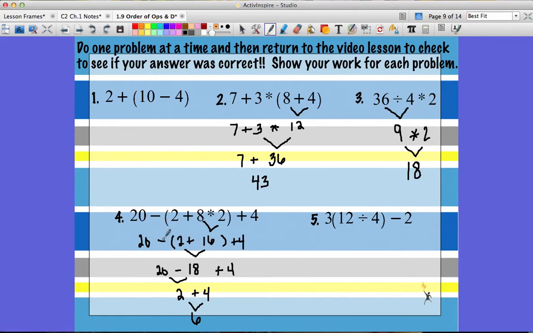The 20, the subtraction, we're still bringing down the parentheses because we're not done inside of them yet. We still have the 2, the addition, and the 16 inside those parentheses, and then a plus 4 on the outside. Now I do parentheses again since I'm not done, and I do 2 plus 16, which gives me 18. Bring down the 20, the subtraction, and the plus 4. 20 minus 18 gives me 2. Bring down the plus 4 that I haven't used yet, and 2 plus 4 gives me 6.